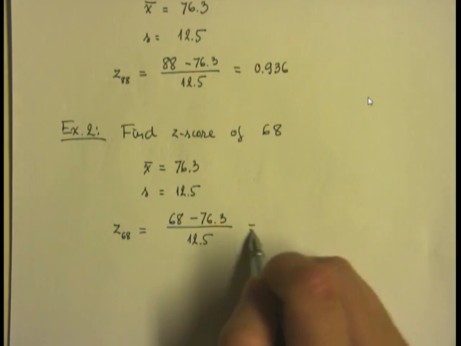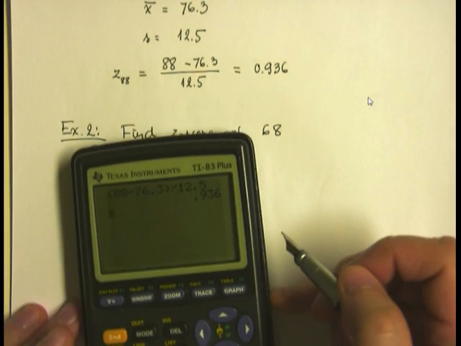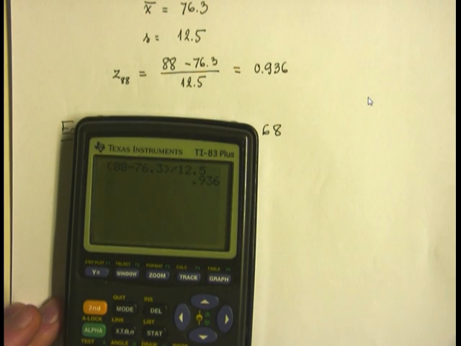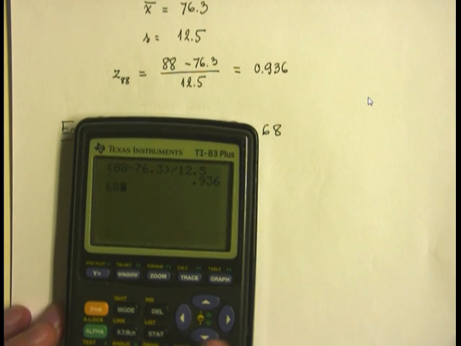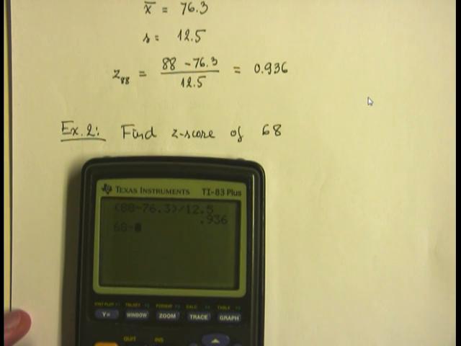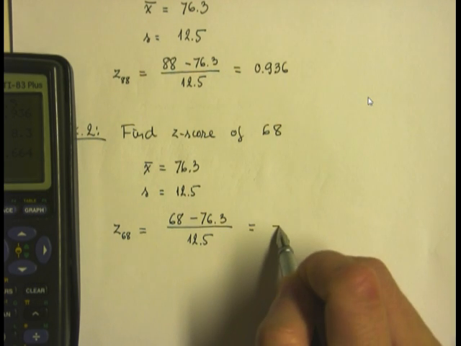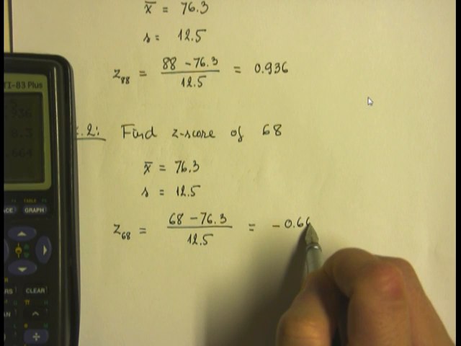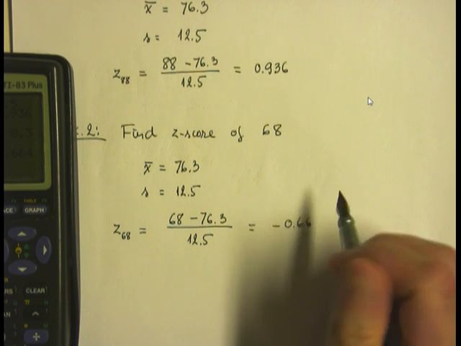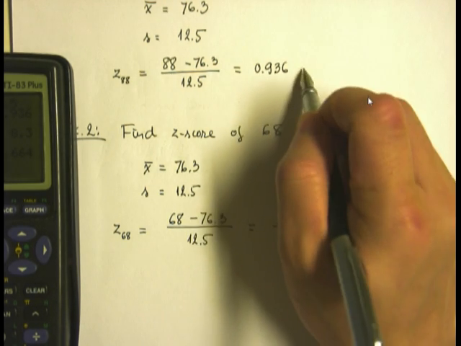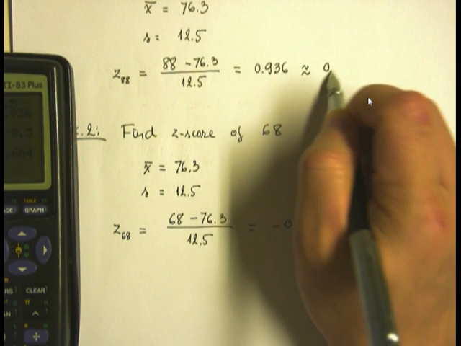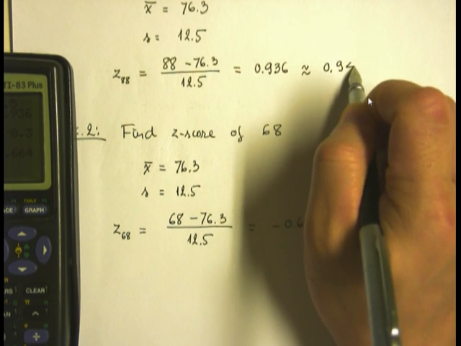And here this time, the calculation can be done: you go 68 minus the mean 76.3, you get a negative answer, and we divide that by 12.5, and that gives me negative 0.66. So my z-score is minus 0.66. And as a convention, I should have done this in the previous example, a lot of the time we round the z-score to 2 decimal places.